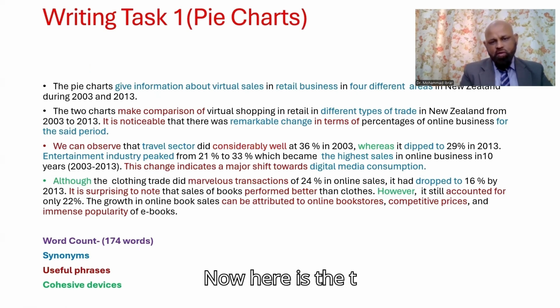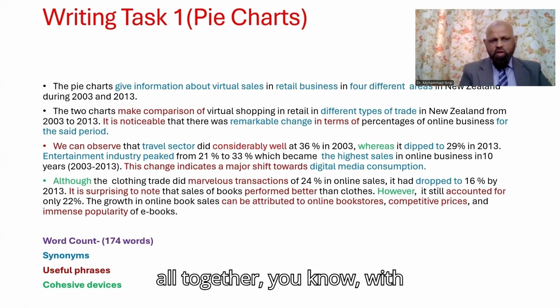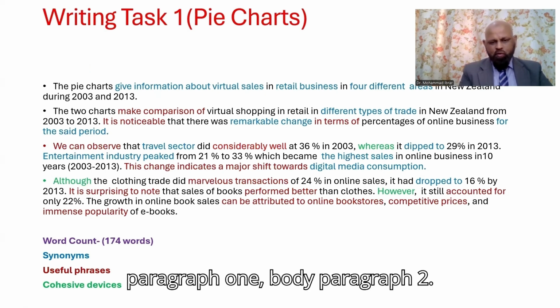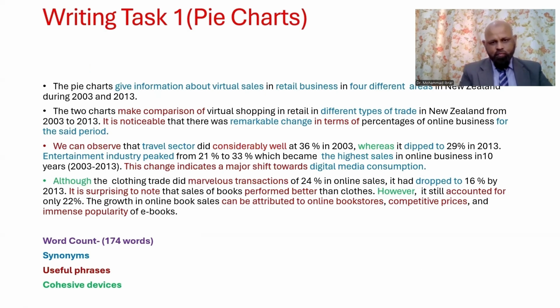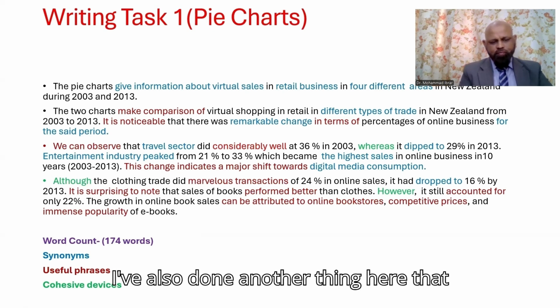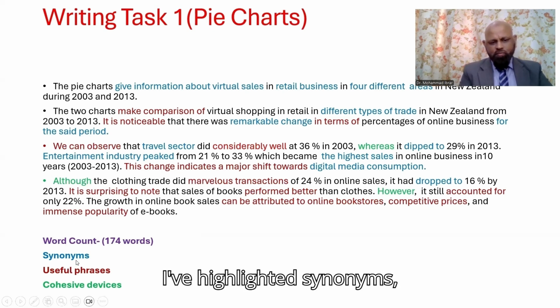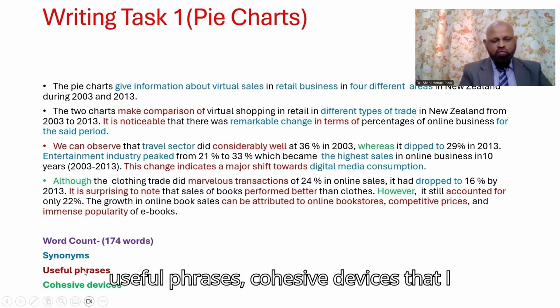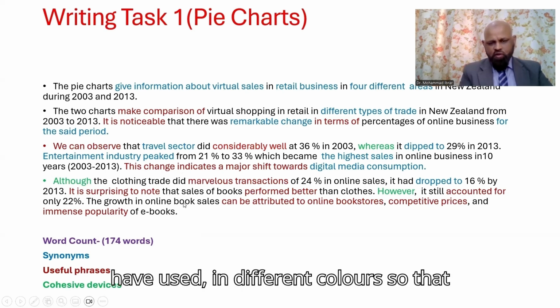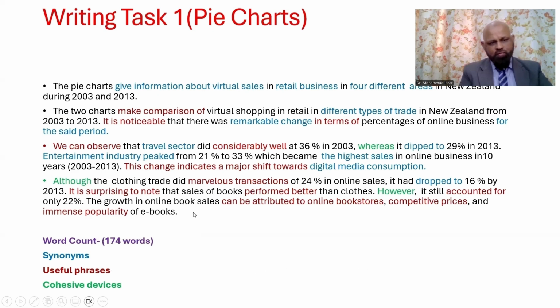Now, here is the final version of writing task 1. We have put them all together, with introduction, overview, body paragraph 1, body paragraph 2. I've also highlighted synonyms, useful phrases, and cohesive devices that I have used in different colors so that you can easily identify them.